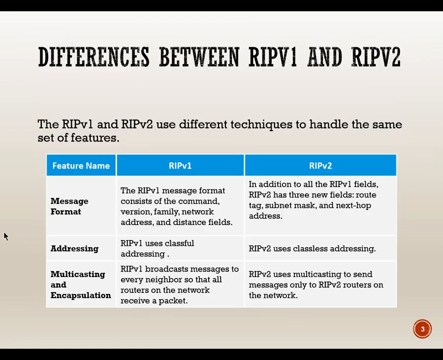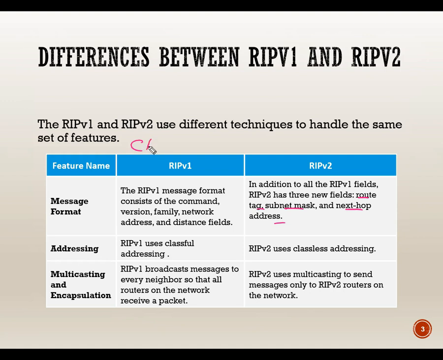The difference is RIP v1 and v2. We have 2 versions of RIP. RIP v1 has been around for a long time. It is a very simple protocol. The message format of RIP v1 consists of the command, version, address family, network address, and distance fields. In addition to these, RIP v2 has 3 new fields: route tag, subnet mask, and next hop address.